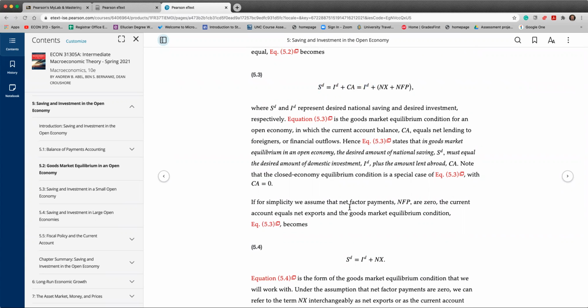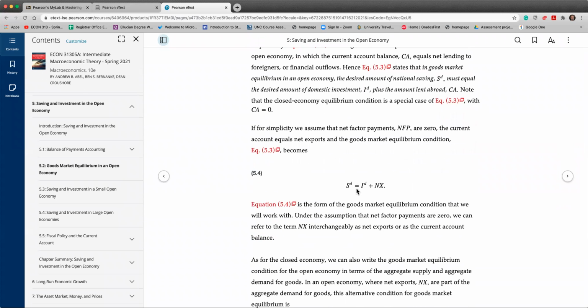In equation 5.3, if we assume the current account is simply net exports, because we're assuming that factor payments and unilateral transfers are 0, then it just becomes saving equals investment plus net exports. If you subtract investment from both sides, we have saving minus investment equals net exports. So on a graph, the horizontal distance between desired saving and desired investment at a given interest rate represents the level of net exports, the country's trade surplus or trade deficit.